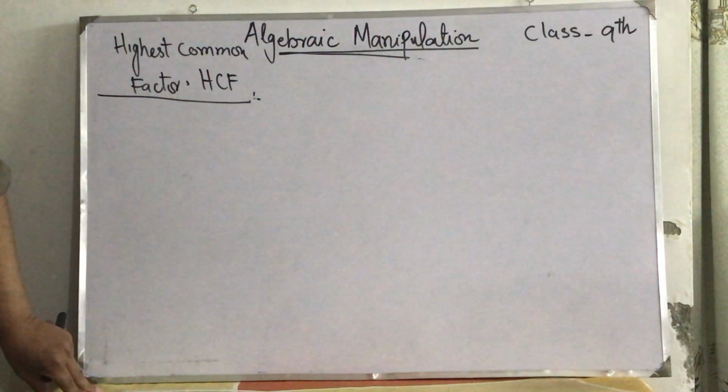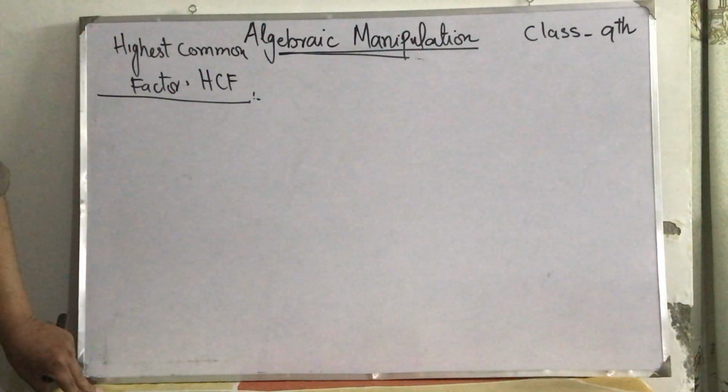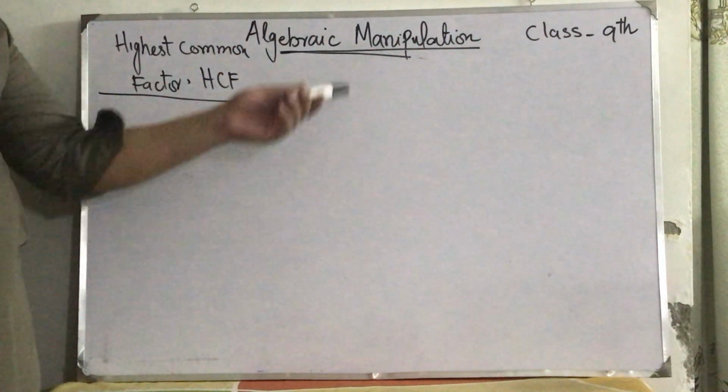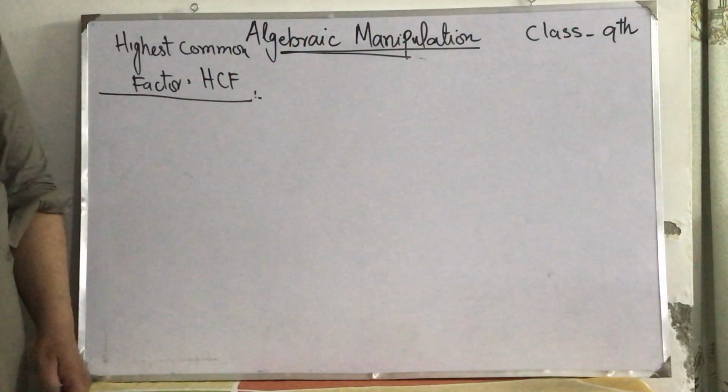Today we are going to learn how we can find the HCF in algebra. That's why our chapter name is algebraic manipulation, and the first topic is highest common factor, which is known as HCF.